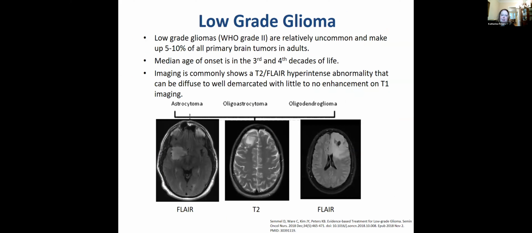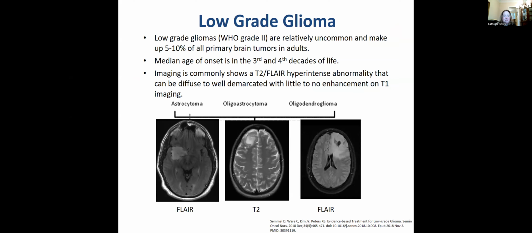So let's get talking about low-grade gliomas. So I see primary brain tumors in our clinic, and it's great when the neurology residents come to work in our clinic and come to learn. They do see a fair number of low-grade gliomas because even though they're uncommon, they make up a large part of my clinical practice. But in general, they only make up about 5 to 10% of all primary brain tumors.